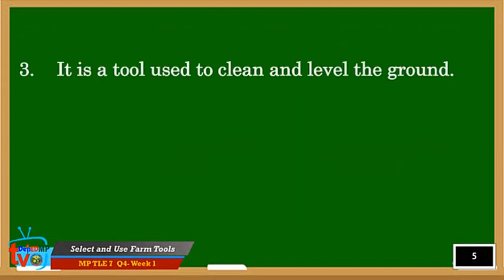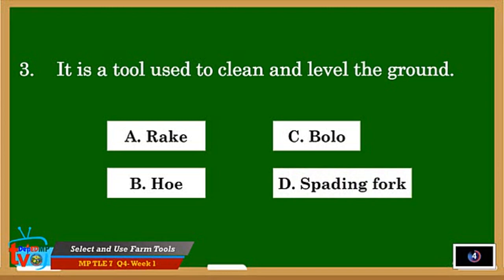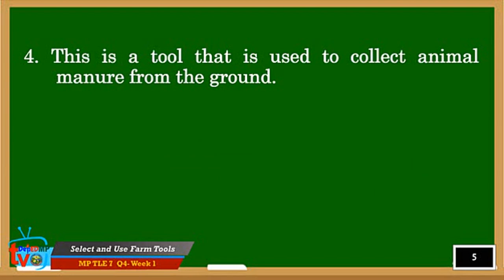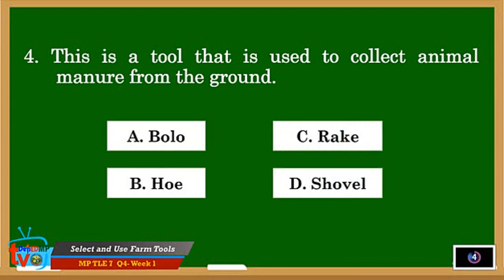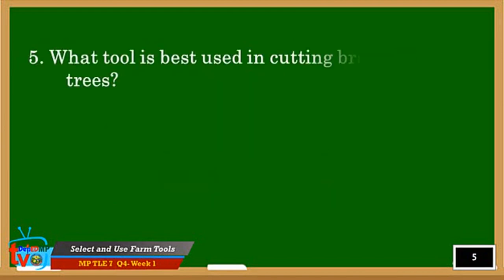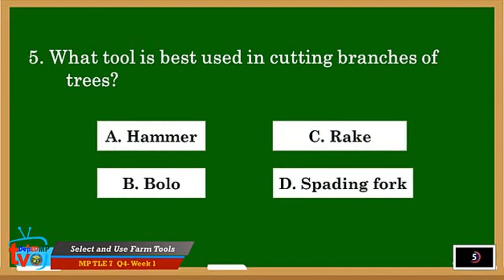Number 3. It is a tool used to clean and level the ground. A, rake. B, hoe. C, polo. D, spading fork. Number 4. This is a tool that is used to collect animal manure from the ground. A, polo. B, hoe. C, rake. D, shovel. Number 5. What tool is best used in cutting branches of trees? A, hammer. B, polo. C, rake. D, spading fork.